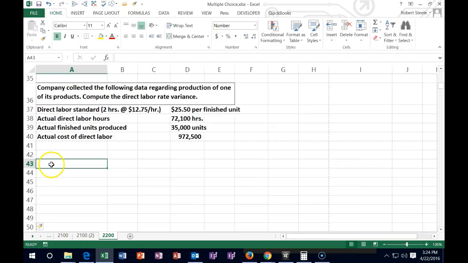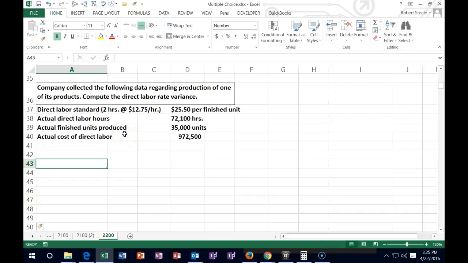Next one says the company collected the following data regarding production of one of its products. Compute the direct labor rate variance. So we have the direct labor standard, which is 2 hours at $12.75 an hour, and that's going to be $25.50 per finished unit.